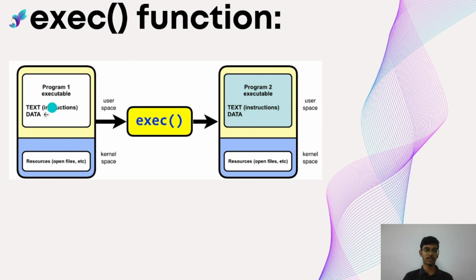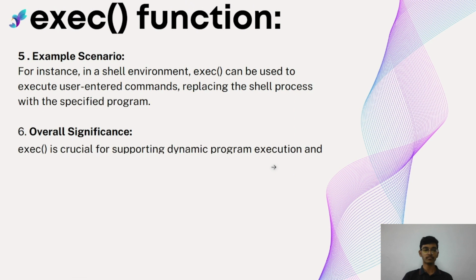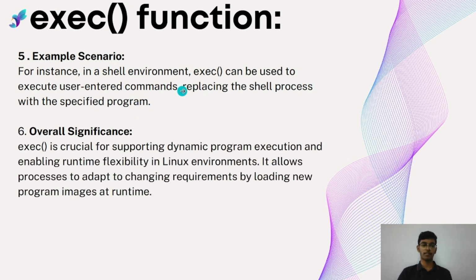So this is the program X1. We have some text data which is related to X1. So program 1, and whenever we use the exec function, the same P1 is replaced by P2 with the text data. And we have some kernel space resources. They will also be replaced whenever the exec function is called. So in a sample case, let's say in a shell environment, we are having the exec function, so the commands will be replaced with the new commands whenever the user enters new ones. So this is the significance of the exec function in our Linux process management.